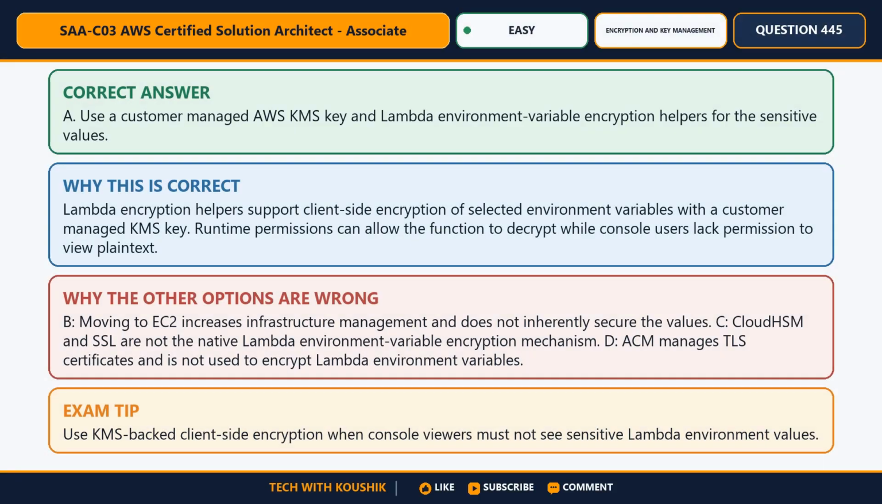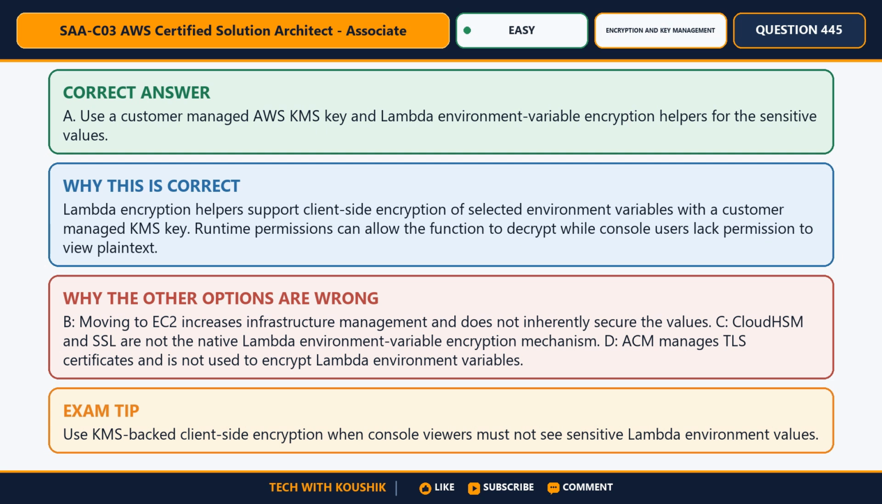The correct answer is A. Use a customer-managed AWS KMS key and Lambda environment variable encryption helpers for the sensitive values. Here's why. Lambda encryption helpers support client-side encryption of selected environment variables with a customer-managed KMS key. Runtime permissions can allow the function to decrypt while console users lack permission to view plaintext.